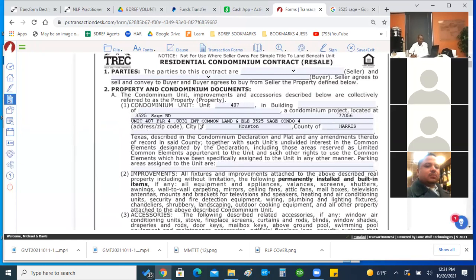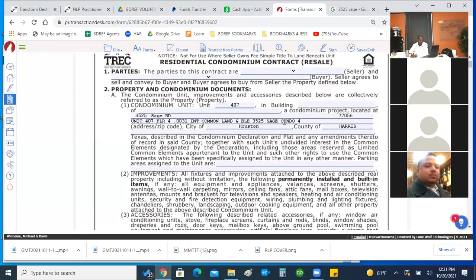So that's the thing about condominiums. The address for the condominium building is going to be the same for everybody. The only difference is the unit number. So for this particular one, we're purchasing unit 407 in the 3525 Sage Road condominium complex project.